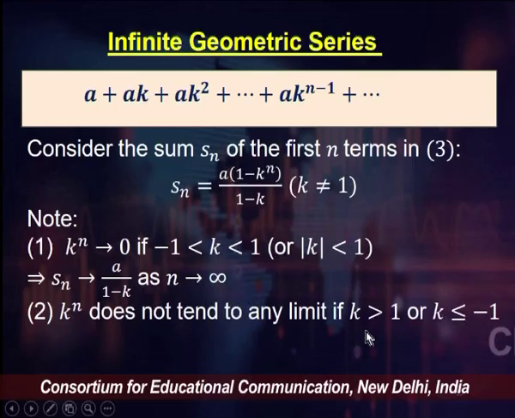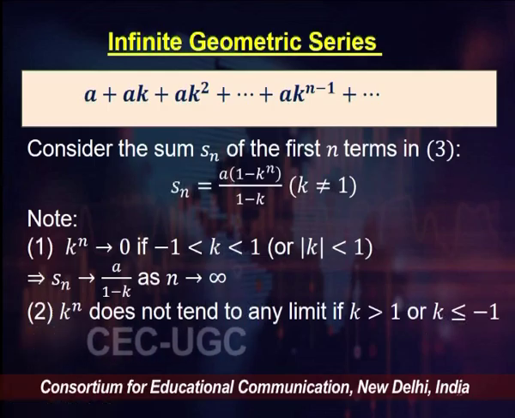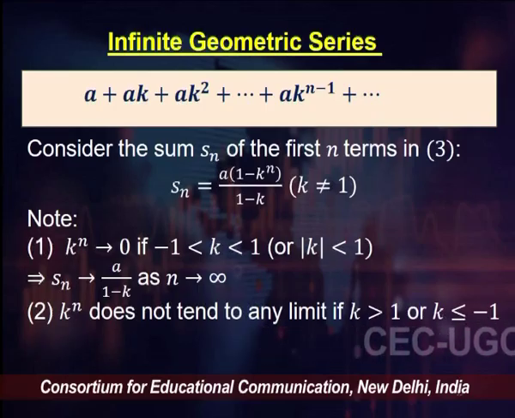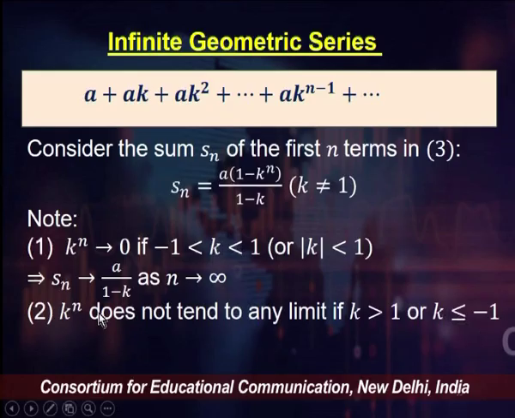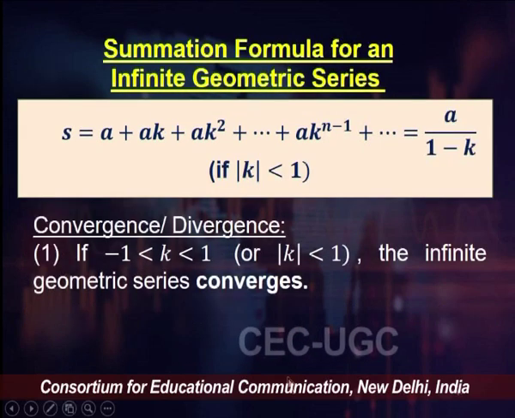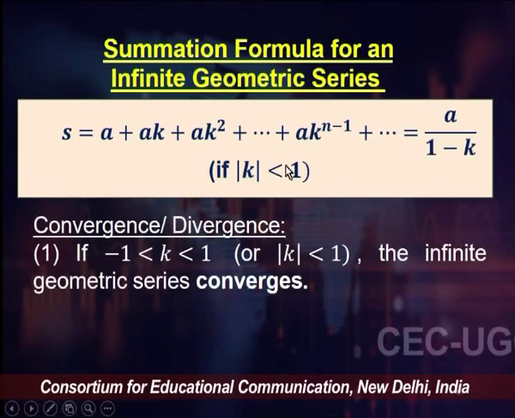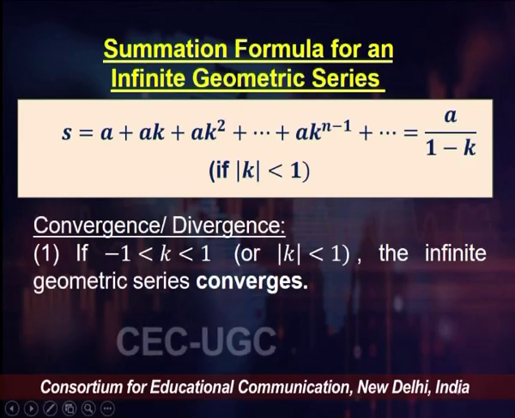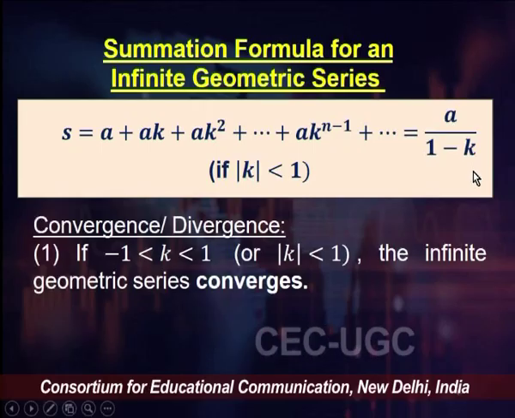However, if k is more than 1 or k is less than or equal to minus 1, then you can check for yourself. If you, let us say, take k equal to 2 or minus 3, then in that case k to the power n will just explode and it is not going to tend to any limit. Okay. So, our result here is that as long as the absolute value of k is less than 1, the sum of the infinite geometric series is given by a upon 1 minus k.